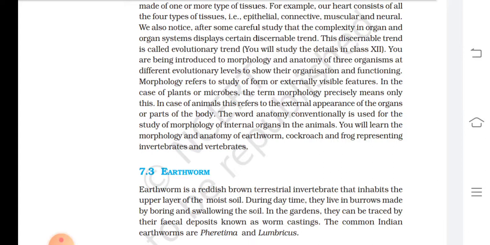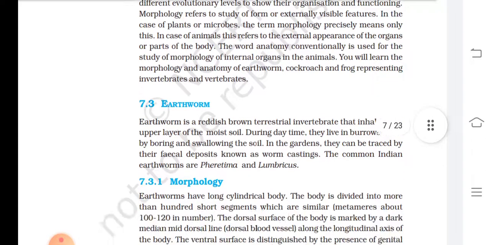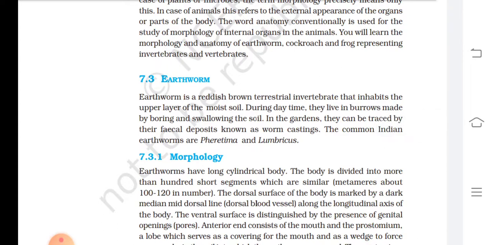The word anatomy conventionally is used for the study of morphology of internal organs in the animals. You will learn the morphology and anatomy of earthworm, cockroach and frog representing invertebrates and vertebrates.